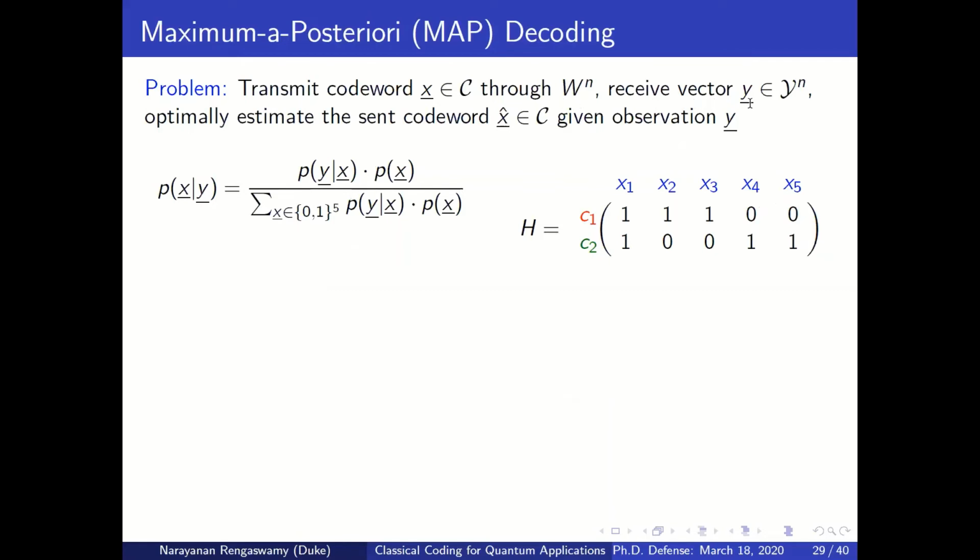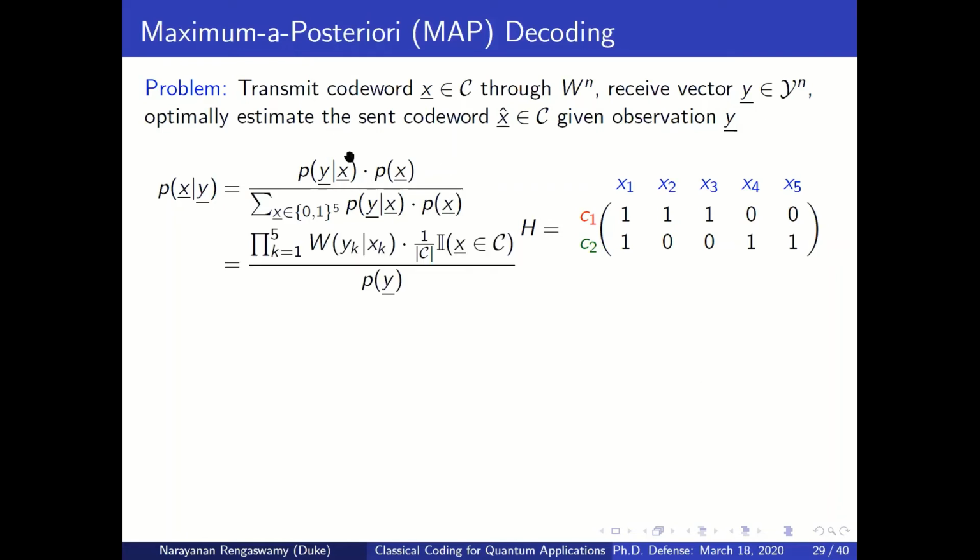We receive a vector y, which belongs to some alphabet. It doesn't have to be binary. And you want to optimally estimate which code word was transmitted. So the standard Bayes thing you can do is to say, I observe y, and I want to find the probability of transmitting the code word x, given that I observed y. And you can use standard probability to write this down.